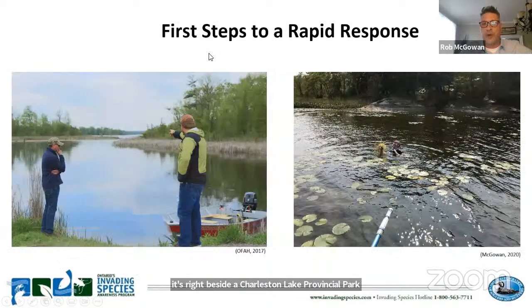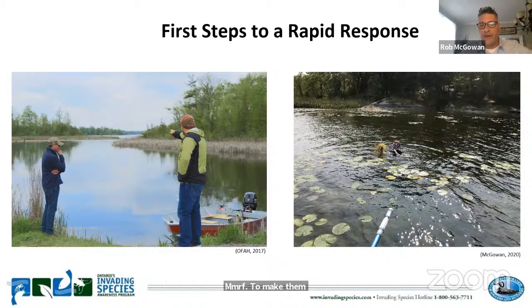So the first steps to a rapid response. We have a protocol that when we get a call about priority species, which water soldier is, listed on the Invasive Species Act as a prohibited species, we have to document, verify, and then communicate with MNRF to make them aware that we have a report and it's confirmed.